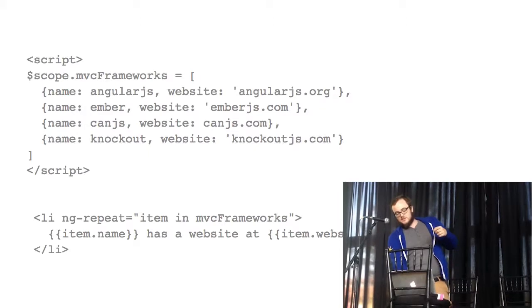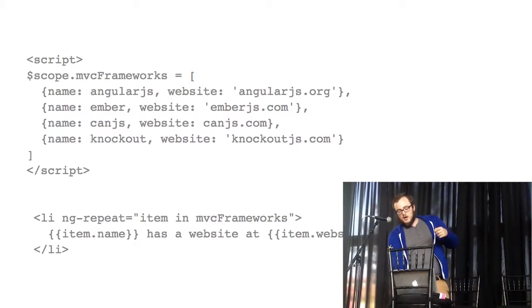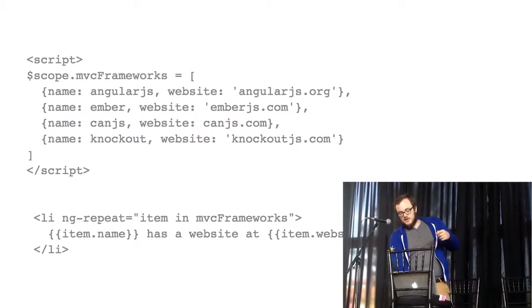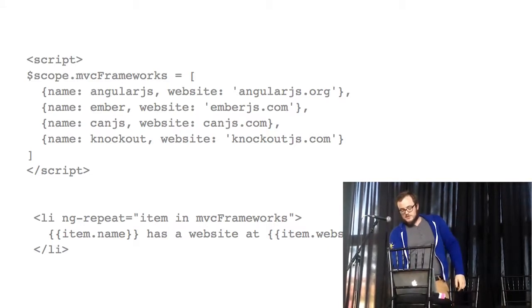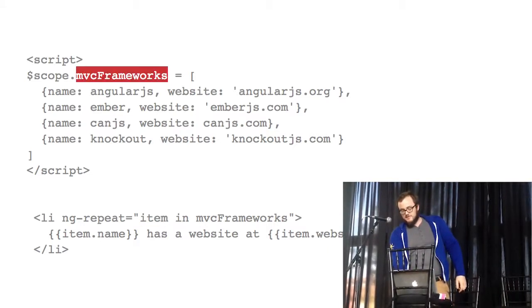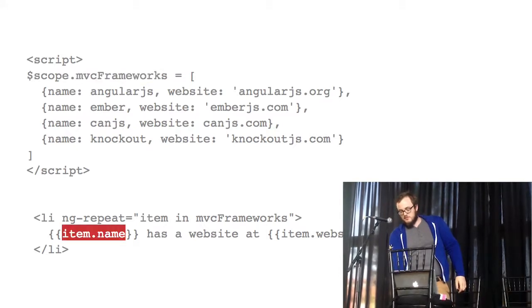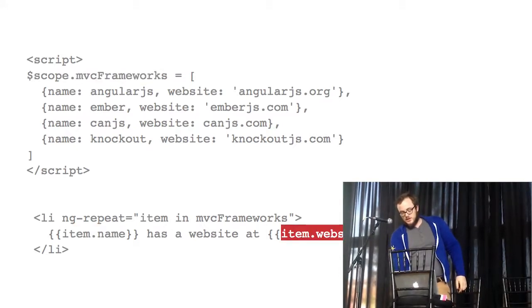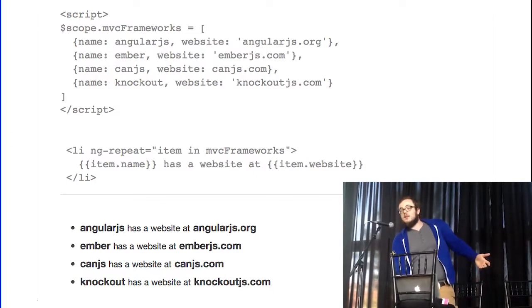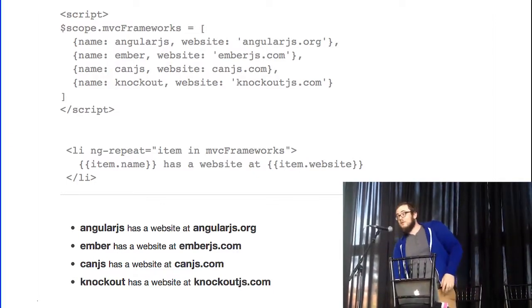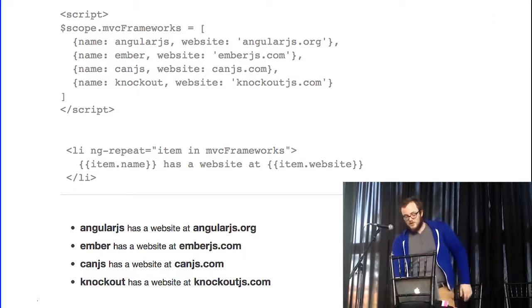Number 2 is even simpler templating. So you can do stuff like this, where essentially you just set a variable of a whole bunch of different objects. So we have different types of MVC frameworks. We have their name and their website. All we have to do is say for all of the items in MVC frameworks, we want to print out their name and print out their website. And then we get something like this. In 1 line of code, something that might take 15, 20, 30 lines in jQuery. It's extremely powerful and makes your code tight, terse, and beautiful.